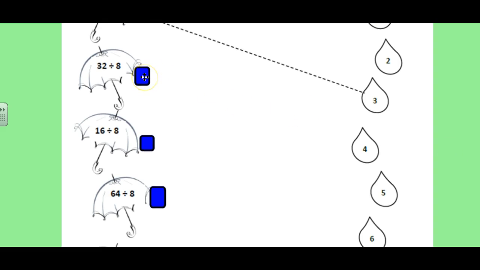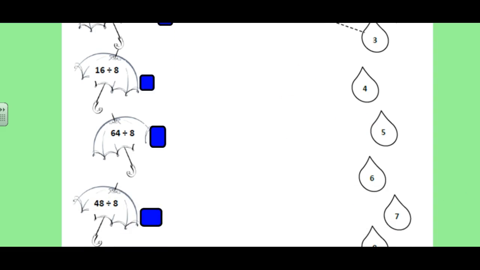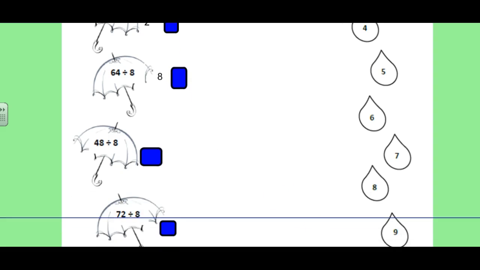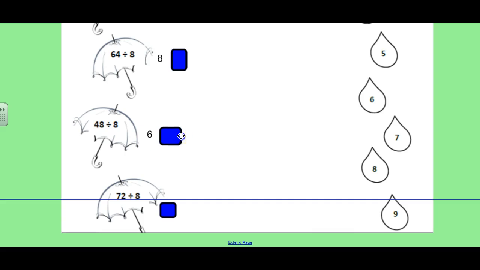32 divided by 8, you should have drawn your line to 4. 16 divided by 8, you should have drawn your line to 2. 64 divided by 8, you should have drawn your line to 8. 48 divided by 8, you should have drawn your line to 6. And 72 divided by 8, you should have drawn your line to 9.